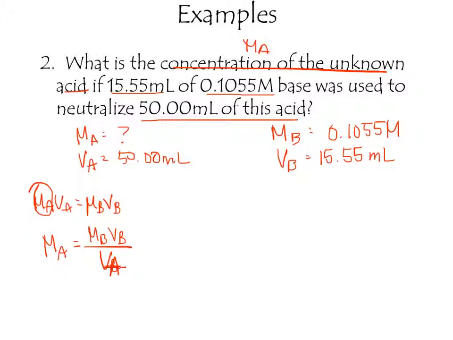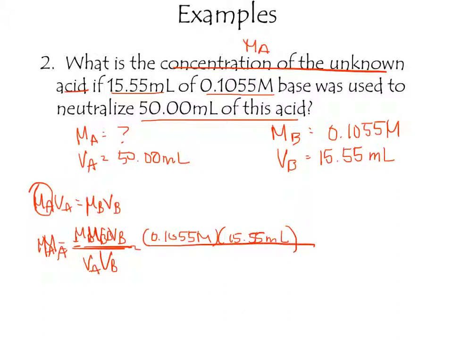With that said, let's plug our numbers in. It's 0.1055 times 15.55 divided by 50.00 milliliters. And if I plug that number in, you should end up with 0.0328 molar of your acid.